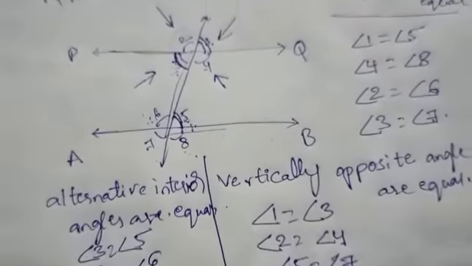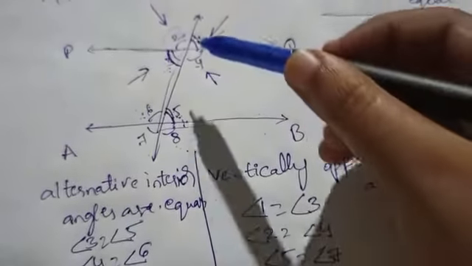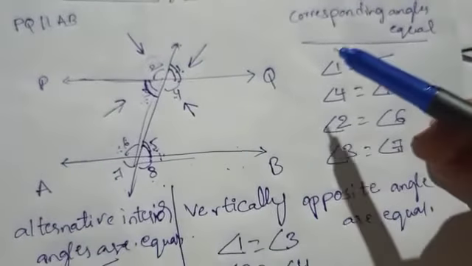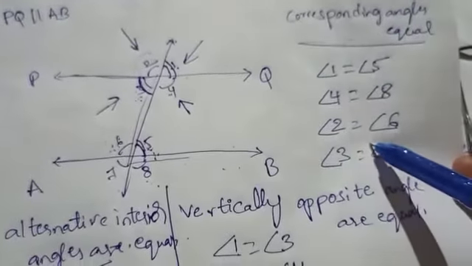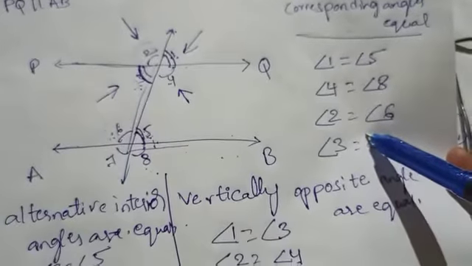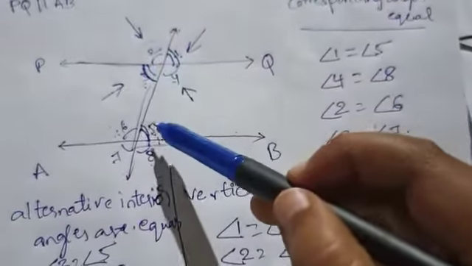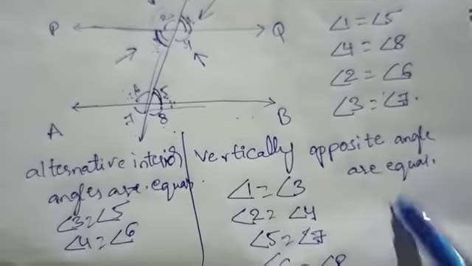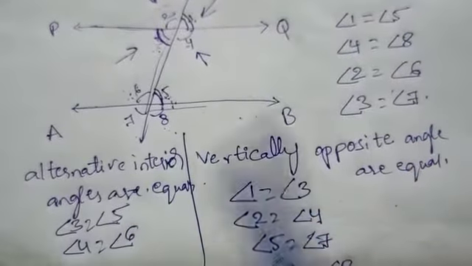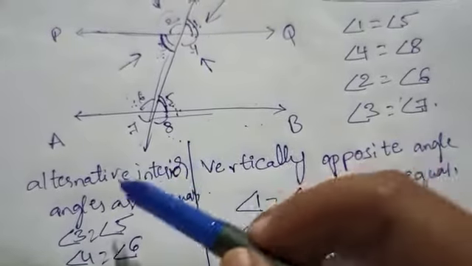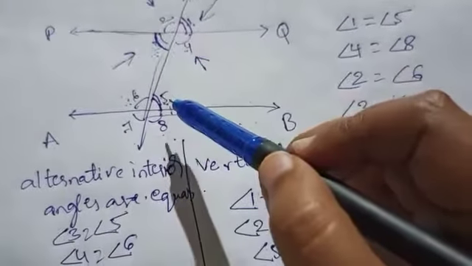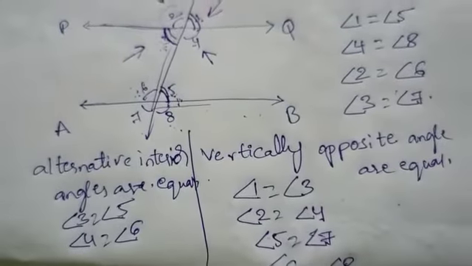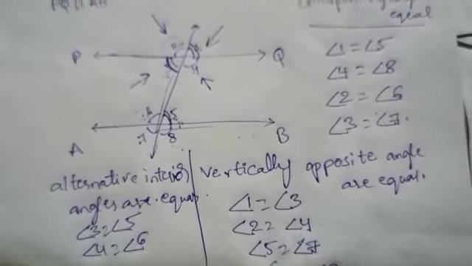Is it clear? Here one transversal line cuts two parallel lines, so corresponding angles are equal and vertically opposite angles are equal. In the same way, alternate interior angles are equal. Alternate interior angles: angle 3 equal to angle 5, angle 4 equal to angle 6. Is it clear?